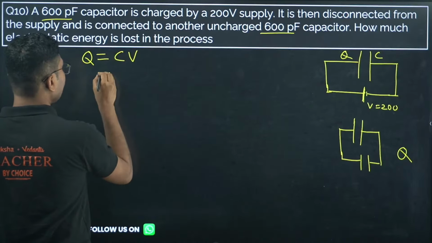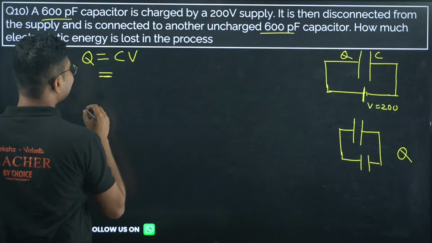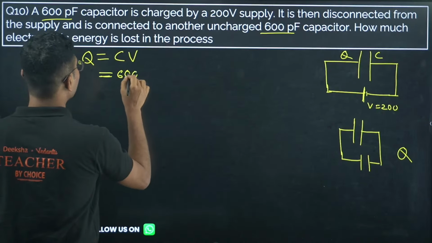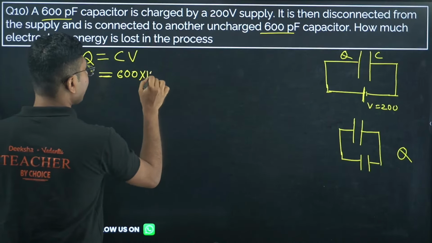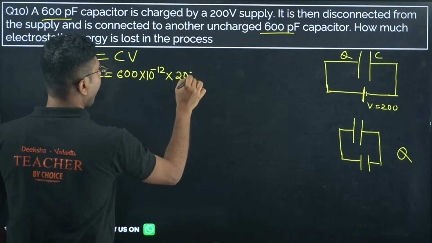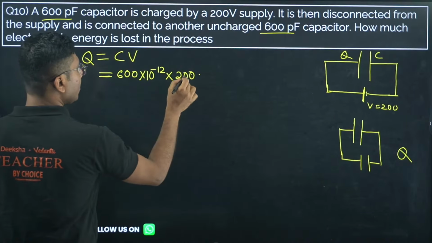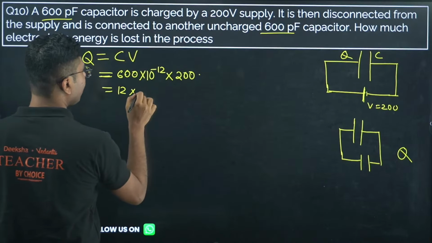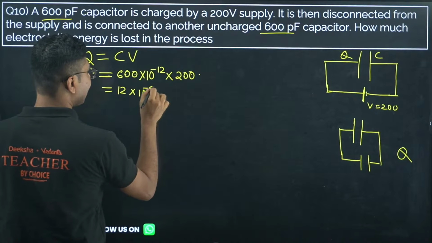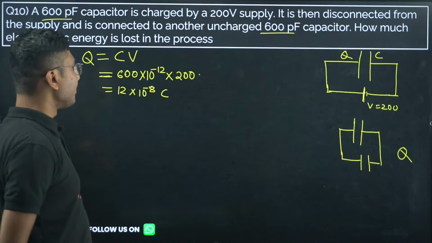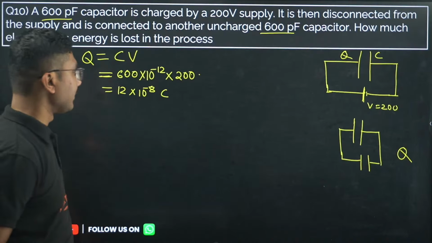C was 600 picofarad, 600 into 10 to the power of minus 12, and the voltage is 200. Okay, so 4 zeros are reduced. We get 12 into 10 to the power of minus 8 coulomb. So 12 into 10 to the power of minus 8 coulomb charge is stored in the capacitor plate.